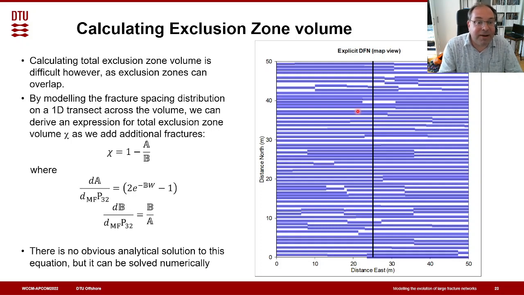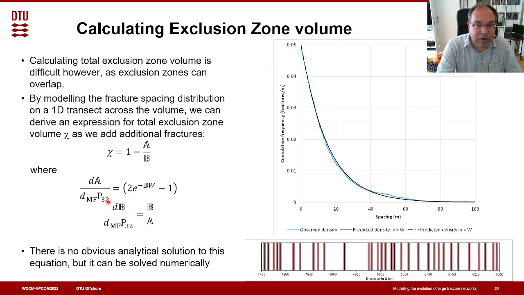And we can develop a differential expression for the evolution of this function that cannot be solved analytically, but it can be solved numerically to give us a simple numerical expression for the growth of the exclusion zone volume through time. And we can use this to look at how the spacing distribution of fractures evolves through time.